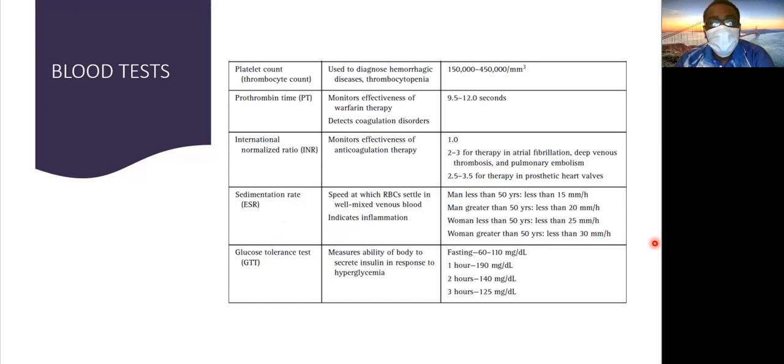Okay, so for men less than 50 years, it should be less than 15 millimeters per hour. For men greater than 50 years, it should be less than 20 millimeters per hour. For women less than 50 years, it should be less than 25 millimeters per hour. And for women greater than 50 years, it should be less than 30 millimeters per hour.